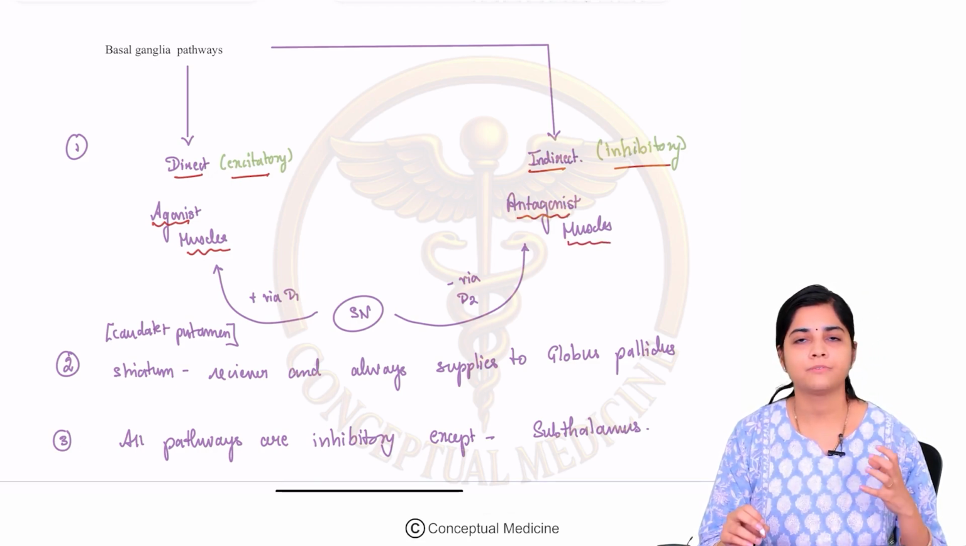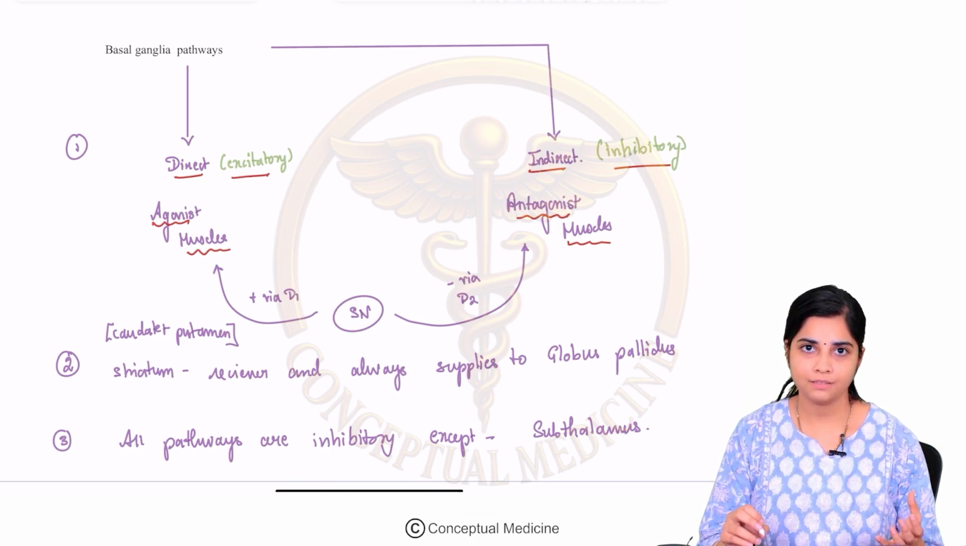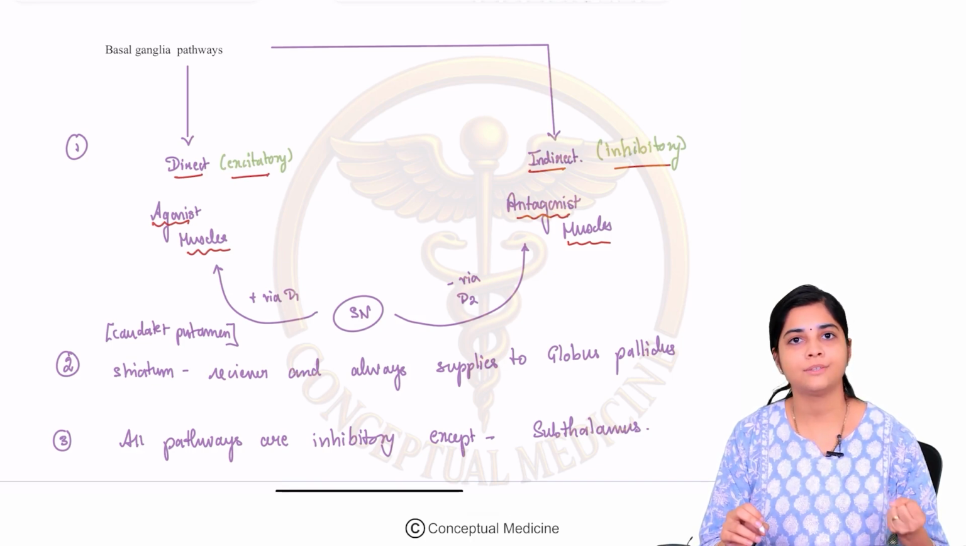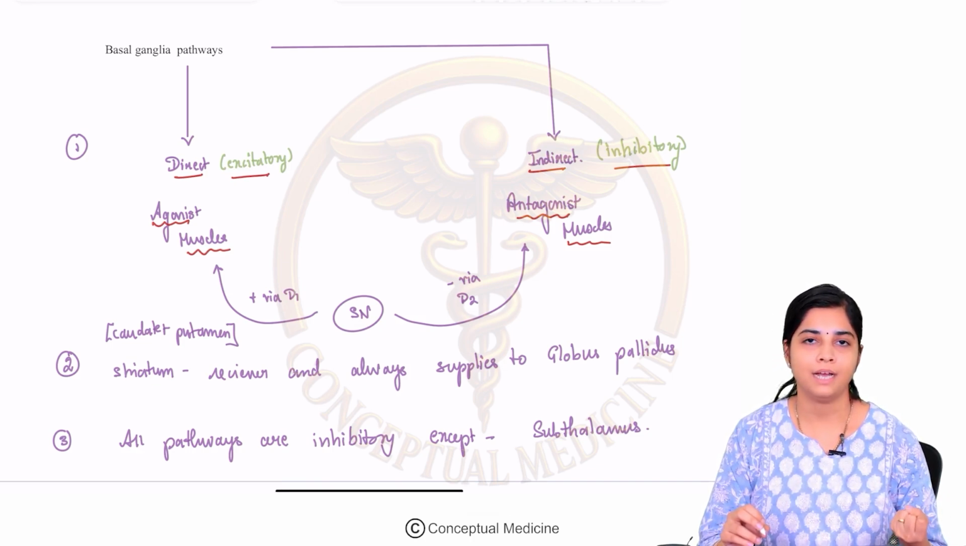Okay, the direct pathway, when it is activated, it acts on the agonistic muscles, and the indirect pathway basically acts on the antagonistic muscle. Right? So the whole point of this direct pathway and the indirect pathway is that through the direct pathway it excites the agonistic muscle, and through the indirect pathway it inhibits the antagonistic muscle.